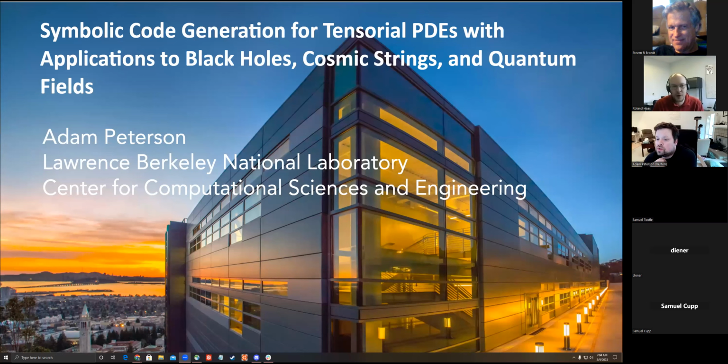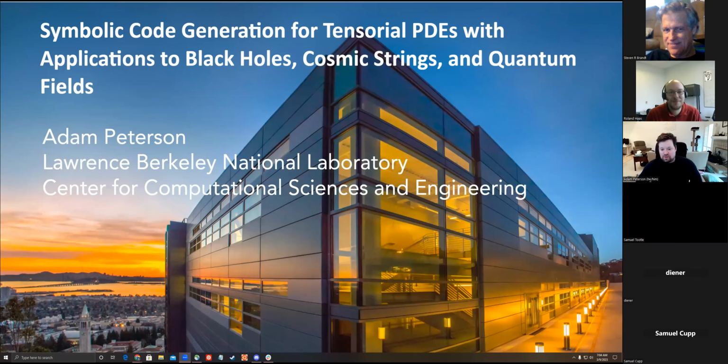So Adam is working at Lawrence Berkeley Lab, which is one of the main sites for AMReX development. So he has hopefully insider knowledge about how this thing works on the inside. And with that, I'll hand it over to Adam. Please go ahead. Yeah, thanks, Roland. Thanks for the introduction, and thank you for inviting me.